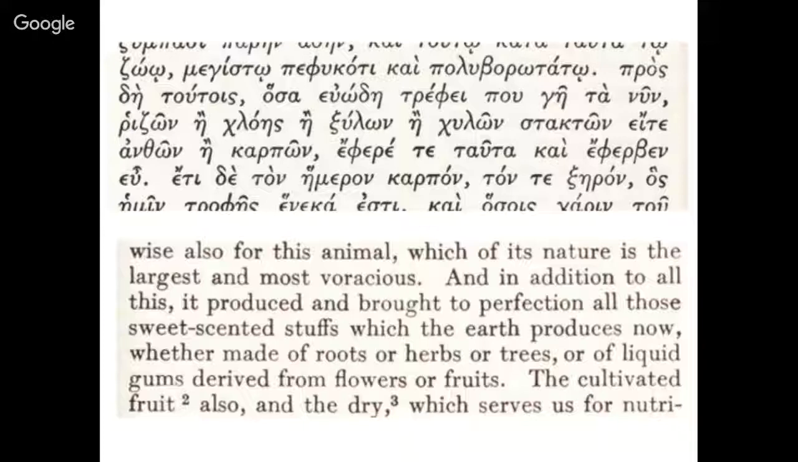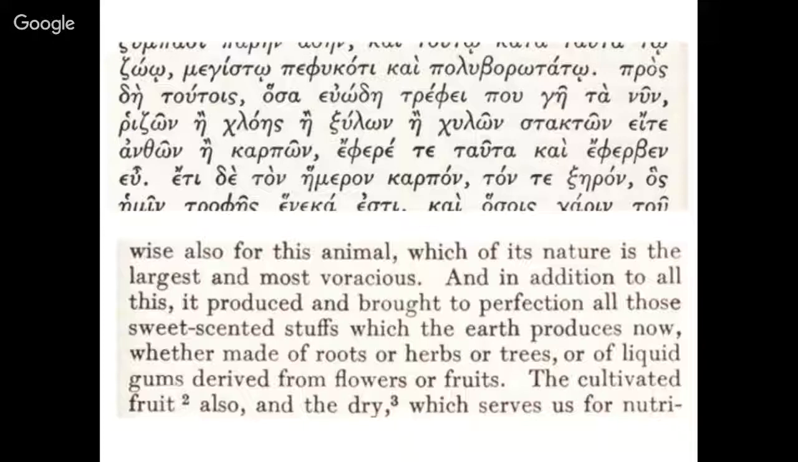Now, the translator says here that the earth produced and brought to perfection, so this is a translation of eferede tauta kai eferben eu, all those sweet scented stuffs, whether made of roots or herbs or trees or of liquid gums, derived from flowers or fruits. Now, derived from, that you can see in the next to last line, suggests that the translator saw anthon e karpon as dependent on hilon stakton.